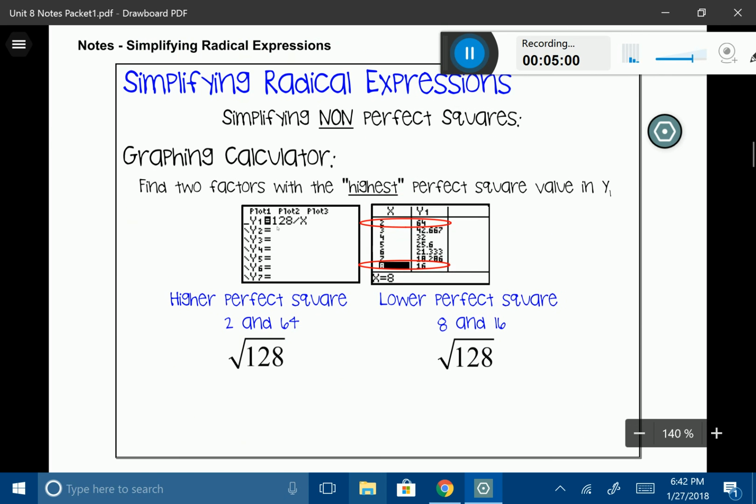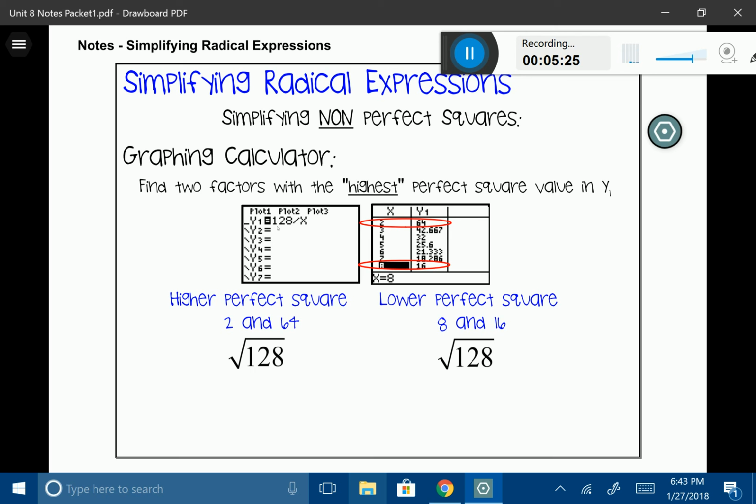I'm going to show you something cool here in the calculator now. This is going to be really helpful to you as you try to find these factors. As the numbers start getting bigger and bigger, you're going to notice that it might be a little bit harder to find the two factors that multiply to give you that number. So in your calculator, if you go to your y equals and you put whatever the number is underneath the radical, in our case it's 128, go ahead and put 128 and divide it by the variable x.